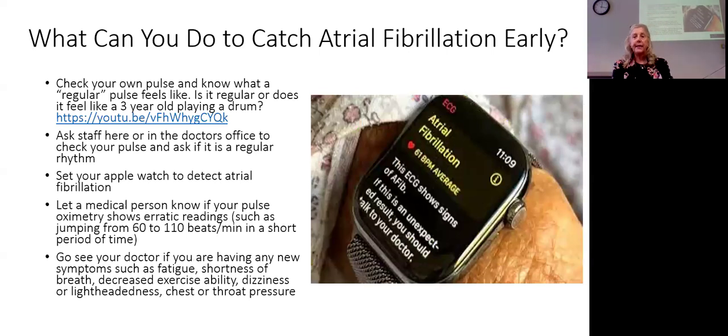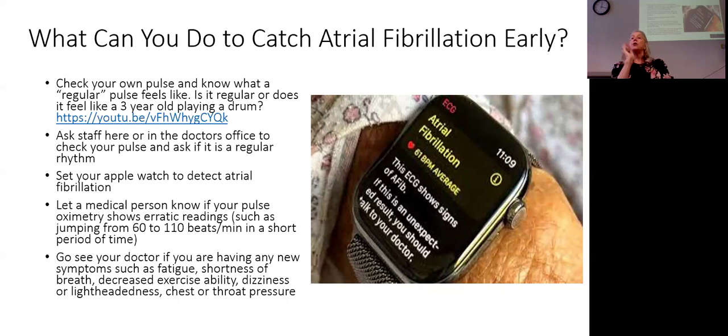So what can you do to catch atrial fibrillation early? Check your own pulse and know what a regular pulse feels like. How many of you know how to check your pulse? Raise your hand. Great. So how do you do it? Where do you check your pulse? You can check it in your wrist using your 2 fingers rather than your thumb, 2 fingers.